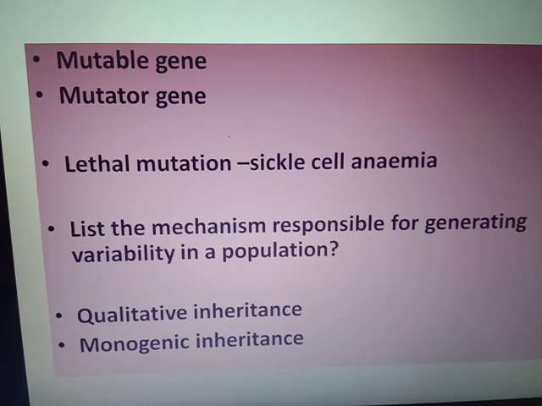Clear? So we discussed in this chapter loads of points: pedigree analysis, pleiotropy and types of mutations, and lastly similar topics like mutable gene, mutator gene, lethal mutation, qualitative inheritance, monogenic inheritance. Okay, so I told you that this is a very tough chapter. One time you are seeing this video, you can't get the idea. So if you watch this video 2 or 3 times and write your notes, you will get the idea about this chapter, principles of inheritance.